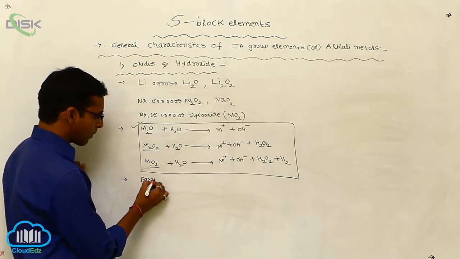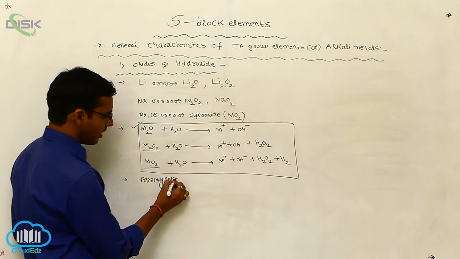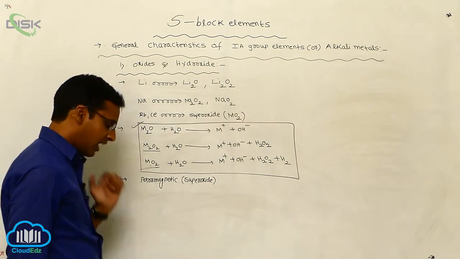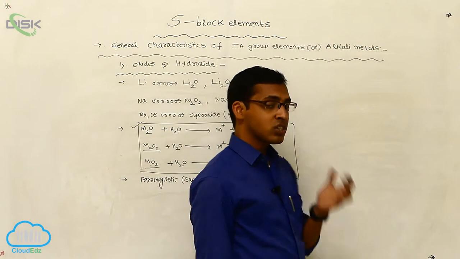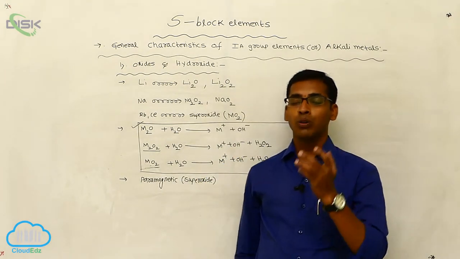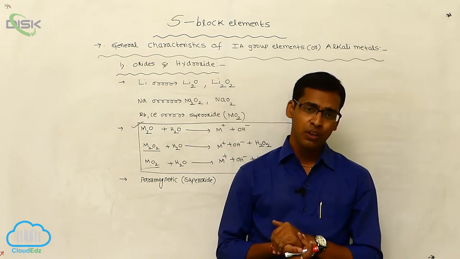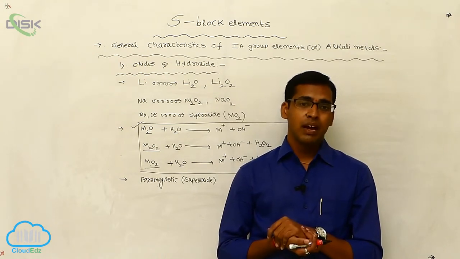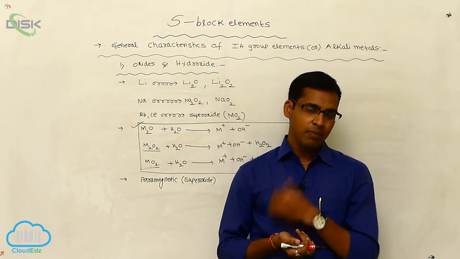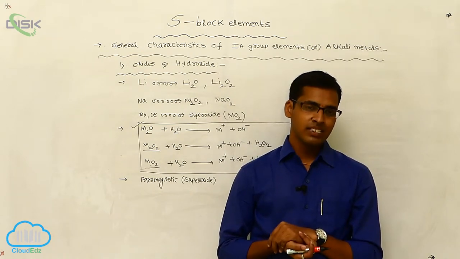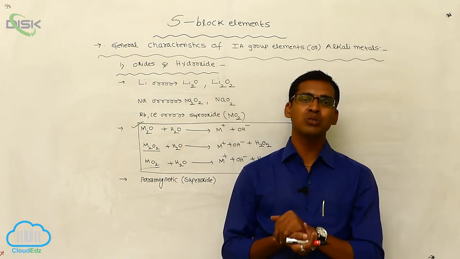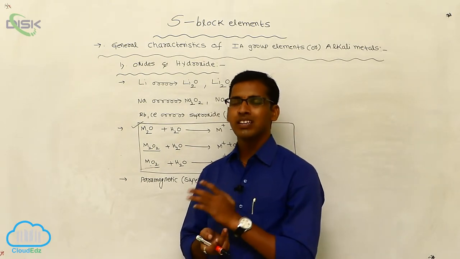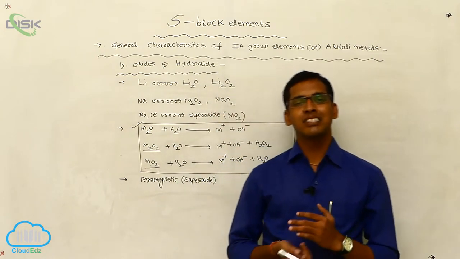show paramagnetic property, because in the outermost shell, especially in superoxides, there is one unpaired electron. Due to the presence of the unpaired electron, it exhibits paramagnetic character. The remaining oxides exhibit diamagnetic character because on the outermost shell the unpaired electron is absent.